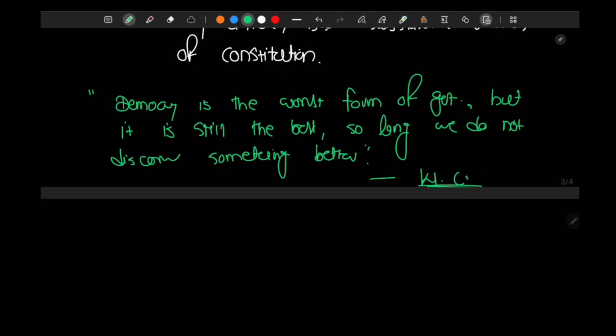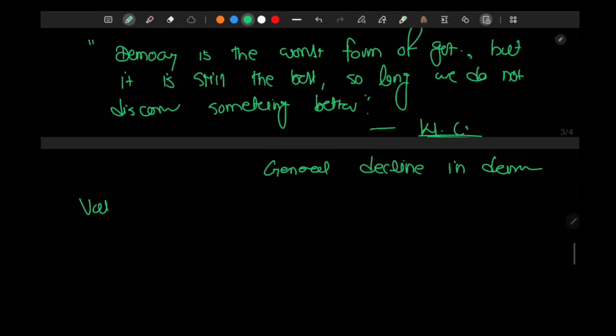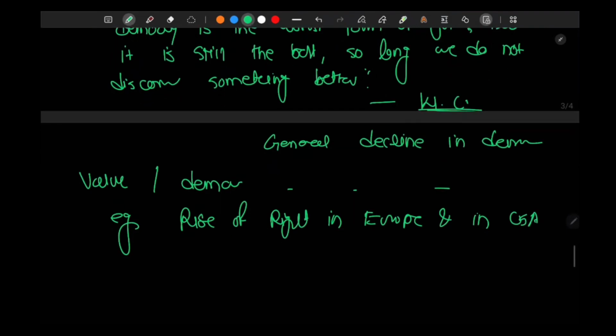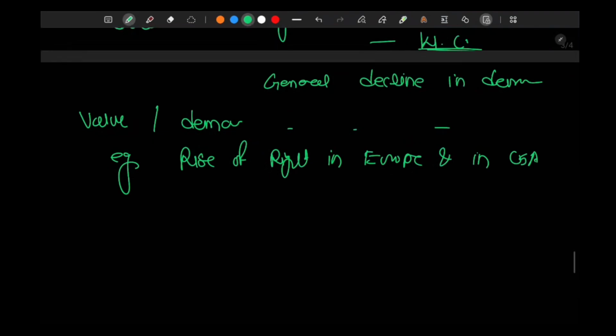Then I will say that there is general decline in democratic values, or democracy as a form of government. I will substantiate it with the rise of right in Europe and in USA, right? The next paragraph should begin with ancient Greeks' view. I'll have to connect this to the next paragraph somehow, right?